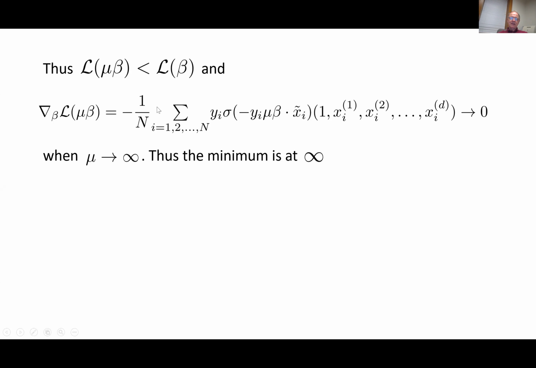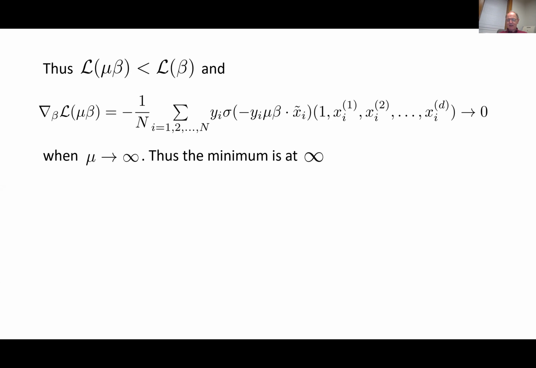So it doesn't have a minimum, because it keeps decreasing, and its gradient vanishes only when mu times beta goes to infinity. Sorry. So that shows that you won't have a minimum for the loss function when the data set can be separated. So that's a general fact.